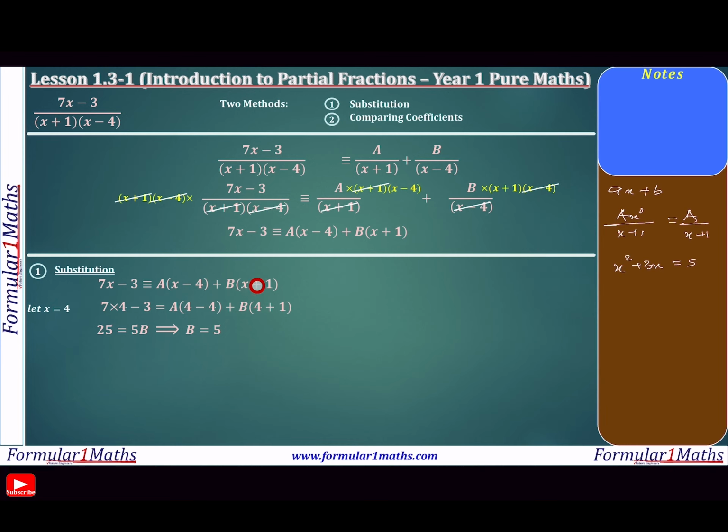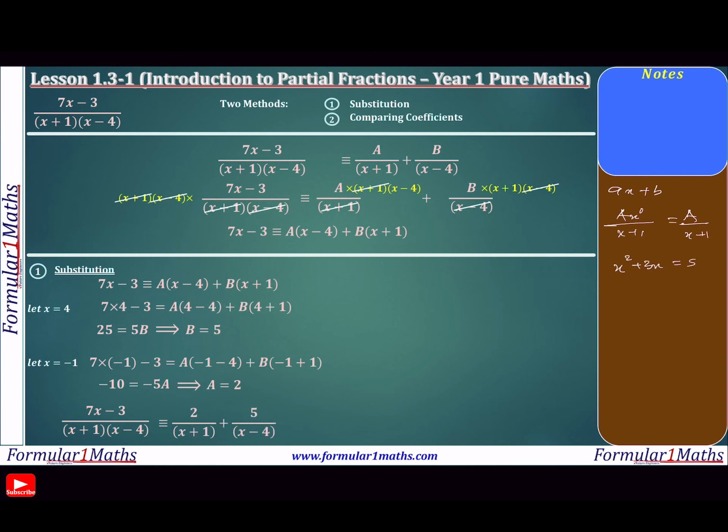And so I have this situation here, and reduce that to get minus 10 equals minus 5a, and solving for a means that I'm going to get a equals 2. So the original expression can now be written as 2 over x plus 1 plus 5 over x minus 4. And so this is how we use the substitution method to resolve this particular algebraic fraction into partial fractions.